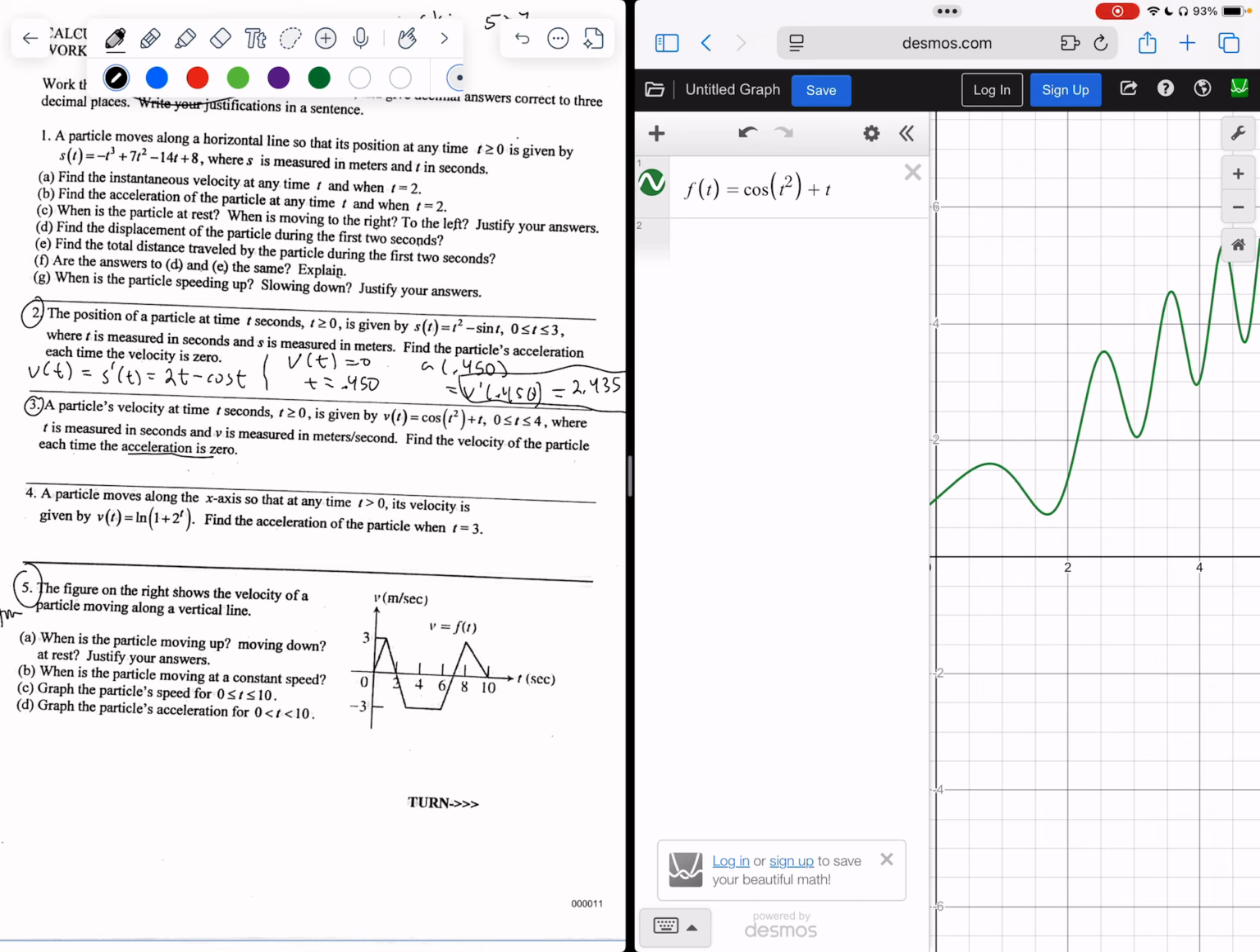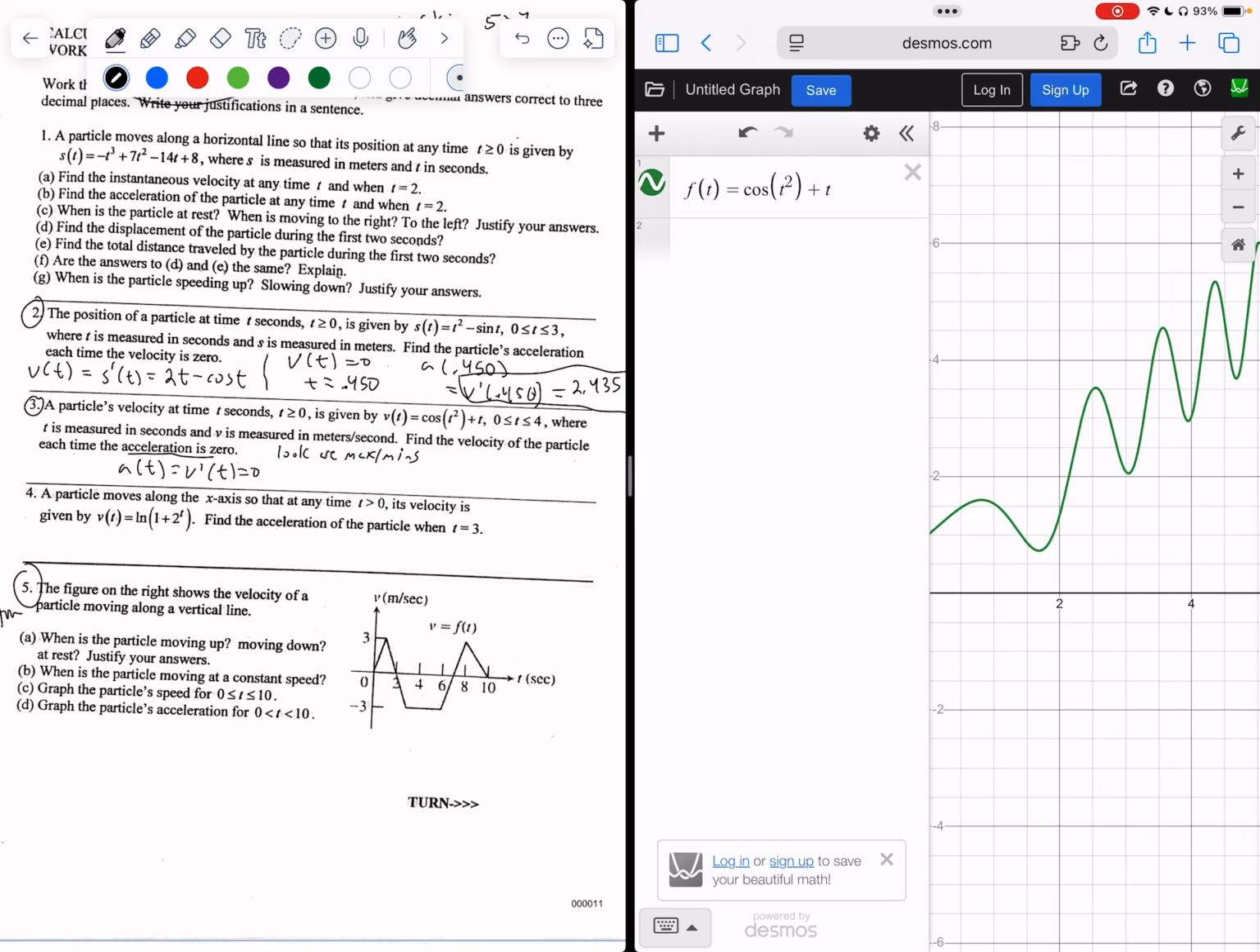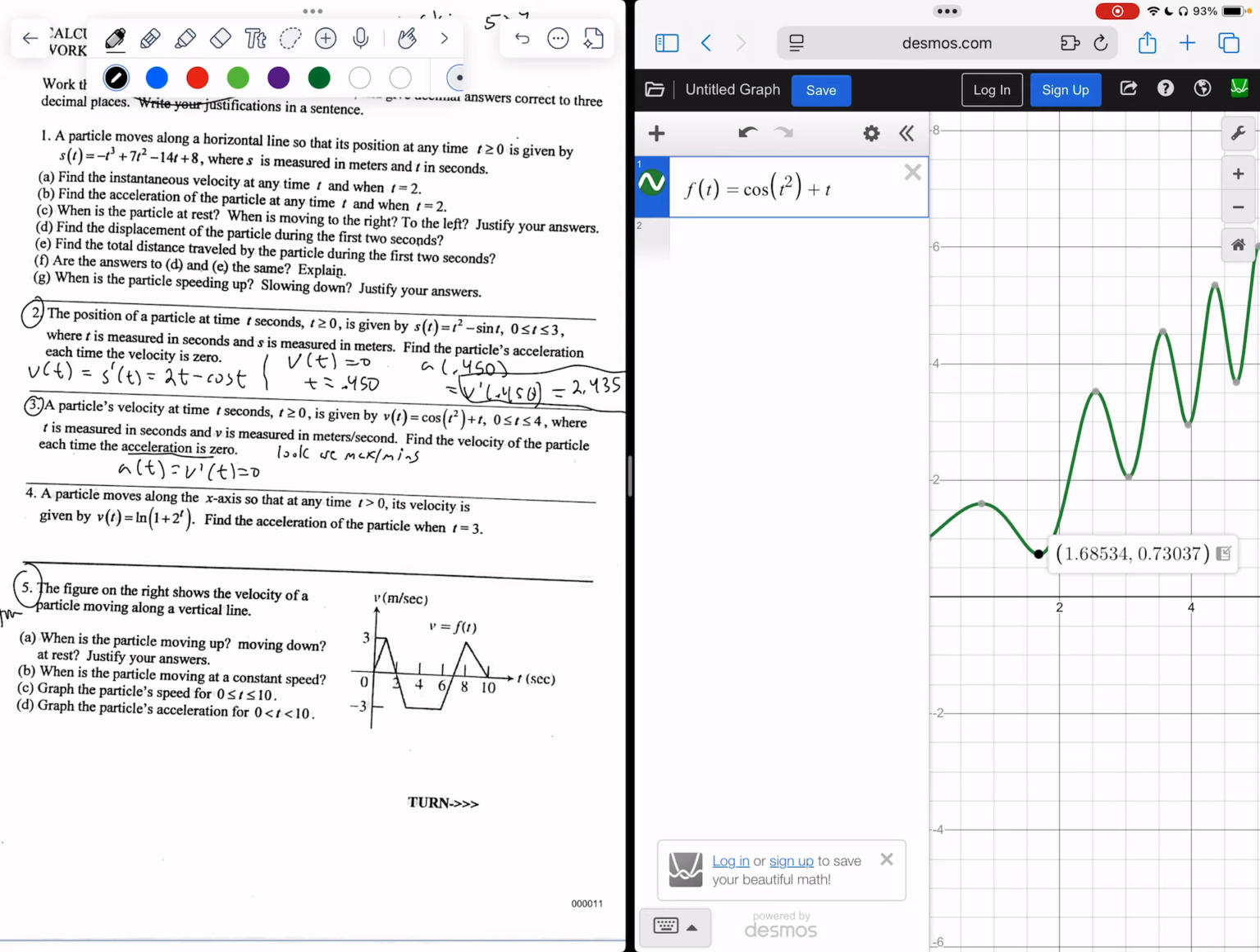So I'm going to see if I can fit that in my little window between 0 and 4. If I want to find out where the acceleration is 0, which is where the slope of velocity is 0, what I need to look for are the maxes and mins. That's it. This is my velocity curve. So if I tap on the green thing, every time the slope is 0, that is a place where the acceleration is 0. And that's also giving me the velocity at that point.